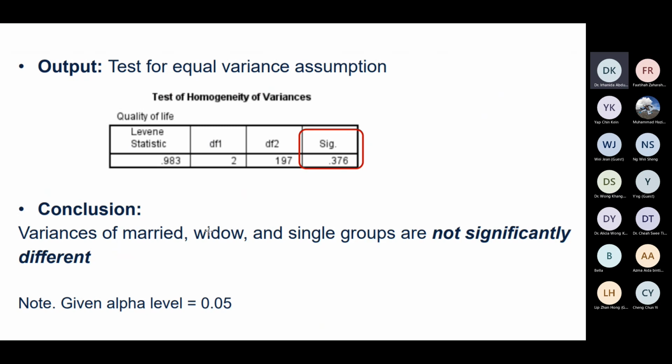Again, we are always looking into the significance level. In this result, the significant level column is at the end. This significant level is greater than 0.05. Immediately we can tell that this is not statistically significantly different. Variances of married, widow, and single group are not significantly different.